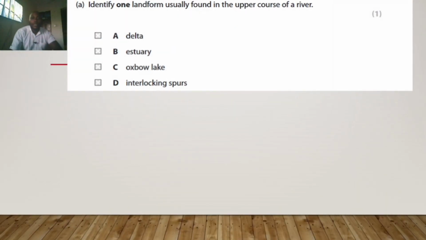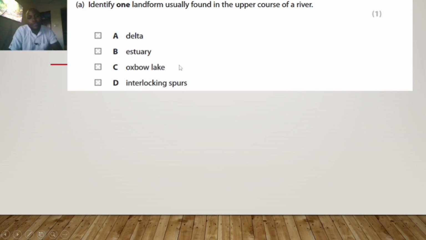And then identify one landform usually found in the upper course of a river. Remember the upper course of the river, the features we found in the upper course of the river. We have interlocking spurs. Any other, you know them so easily. Okay, so delta, look at delta. Is it okay? Estuary, is it okay? Oxbow Lake, is it okay? Interlocking spurs, is it okay?